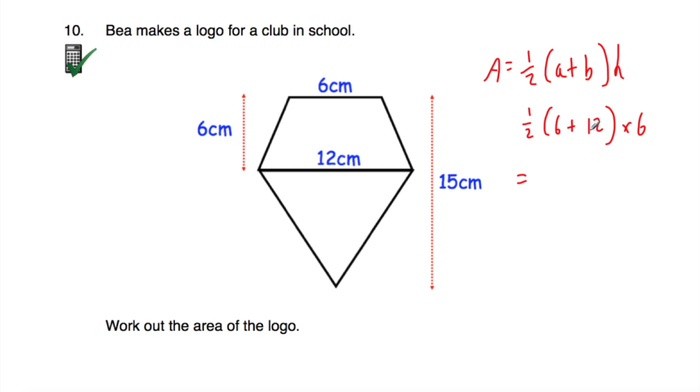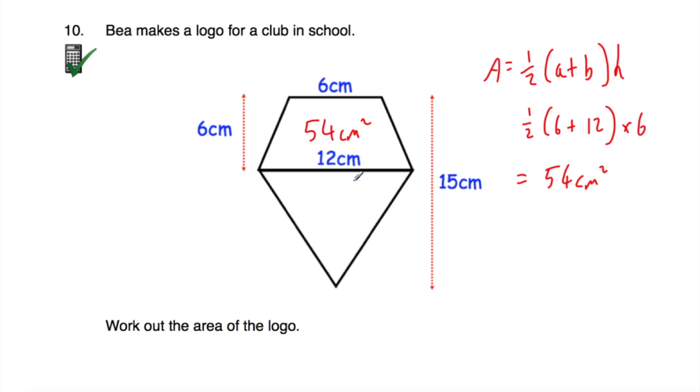Or you could do 6 plus 12 is equal to 18, half that's 9, and then times by 6 is equal to 54. However you wish to do this, the area of the trapezium will be 54 centimeters squared. And again, you could just type into your calculator a half bracket 6 plus 12 close brackets multiply by 6. So that's the area of the trapezium, 54 centimeters squared.